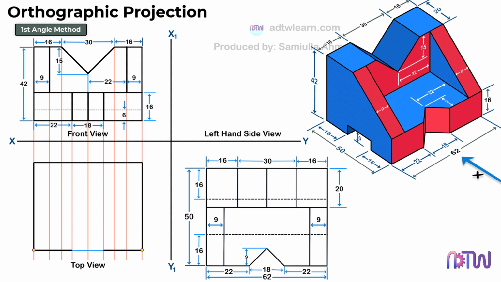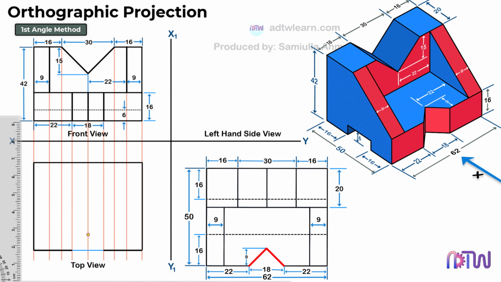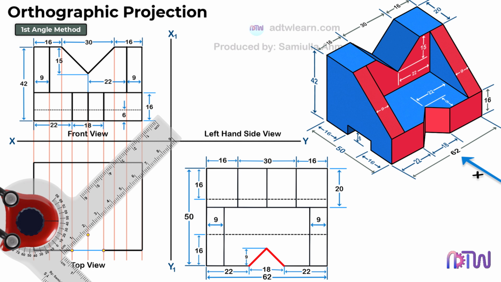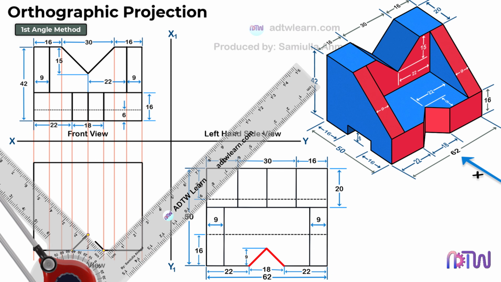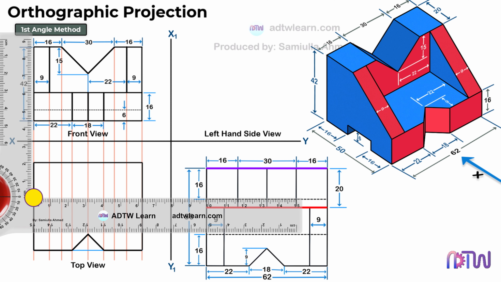After this, we will draw this notch. We can see its depth is 9 mm from the bottom. Therefore, mark a point at 9 mm on this vertical line from the bottom. And draw the lines joining these points to construct a notch. Next, we will draw this horizontal line, which is 20 mm below this horizontal line. Mark 20 mm from the top on this vertical line, and draw a horizontal line.